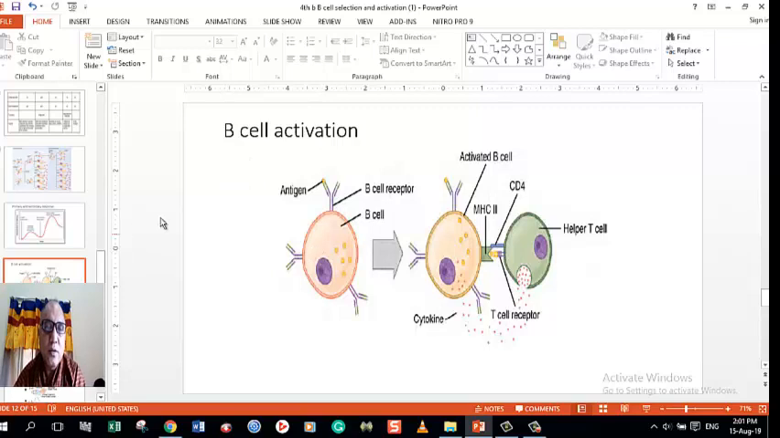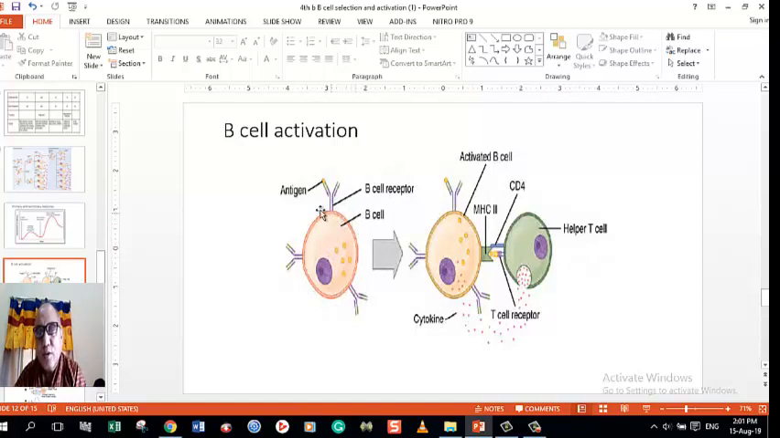Right now, let us go for how the B cell gets activated. As I have already said, B cell has IgD on the surface, IgD antibody. See here, the B cell has got IgD. Now this antibody has antigen binding sites, and that's where the antigen is already attached to the B cell. Once this happens, the B cell now will be triggered to other cells like T helper cells.